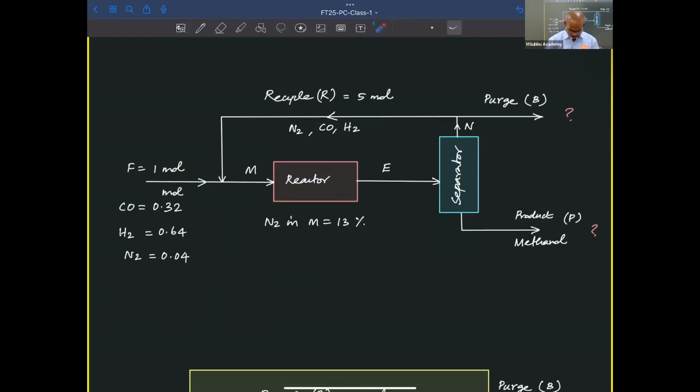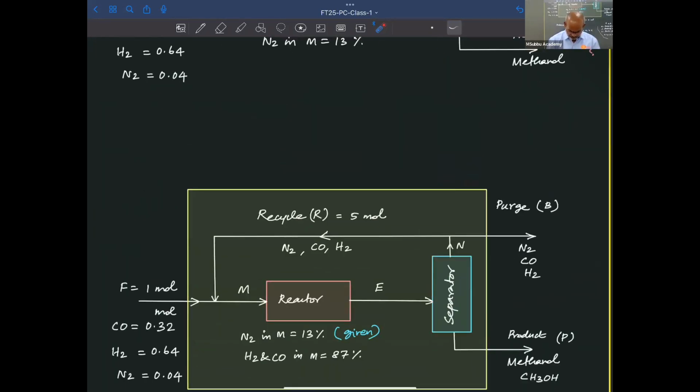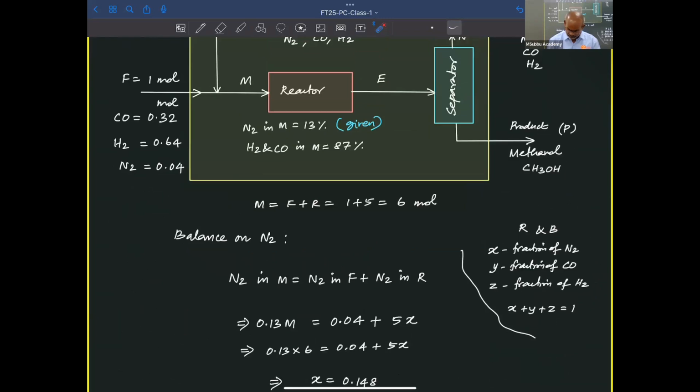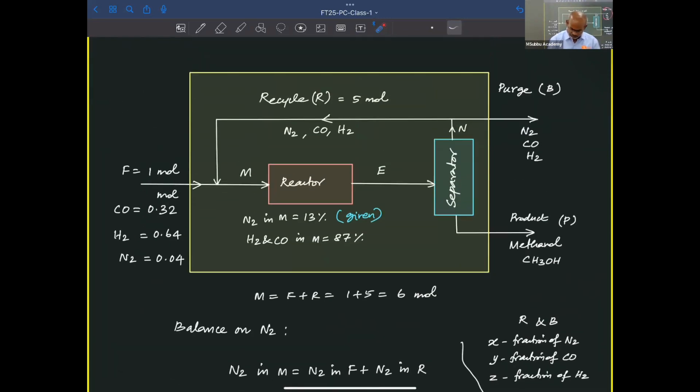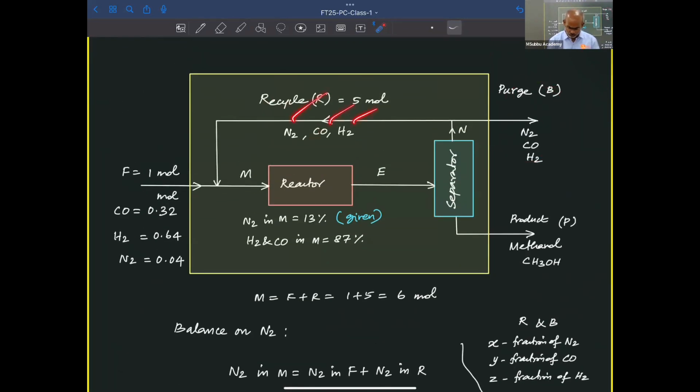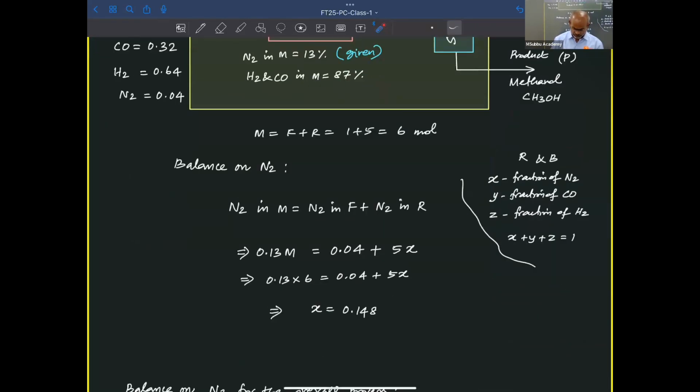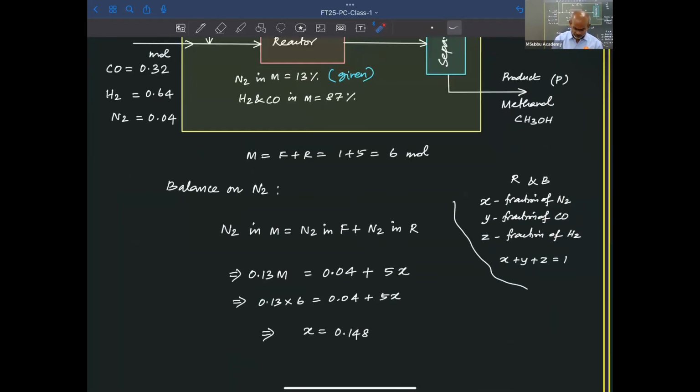Okay, now we have this N2. What we need is the composition here and here, because we have this content N2, CO, H2, whereas this is a pure methanol product. This composition, if it is available, will help us a lot. So for that, first we are trying to find the composition.